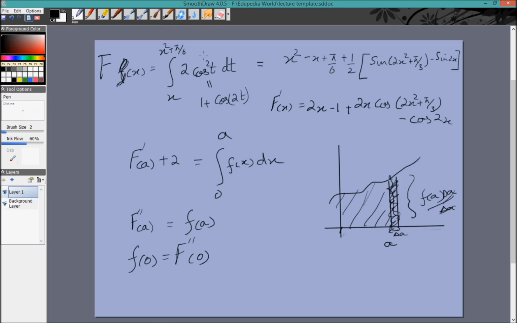That is because in this case 0 was fixed and only a was changing. But when both the limits are changing, it becomes slightly more complicated. It can still be done, but I prefer to do it directly. So this is f dash x.